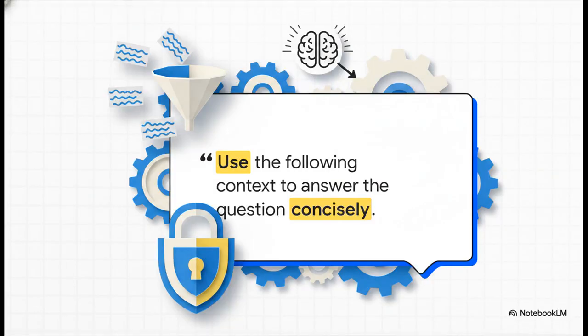Now, how do we absolutely guarantee the model uses our data instead of hallucinating? We use prompt injection. We explicitly instruct the LLM, "Use the following context to answer the question concisely." We feed it our retrieved chunks and then the user's question. By firmly restricting the model to only use the exact, factual context we provided, we completely remove its need to guess. The hallucinations stop right here.